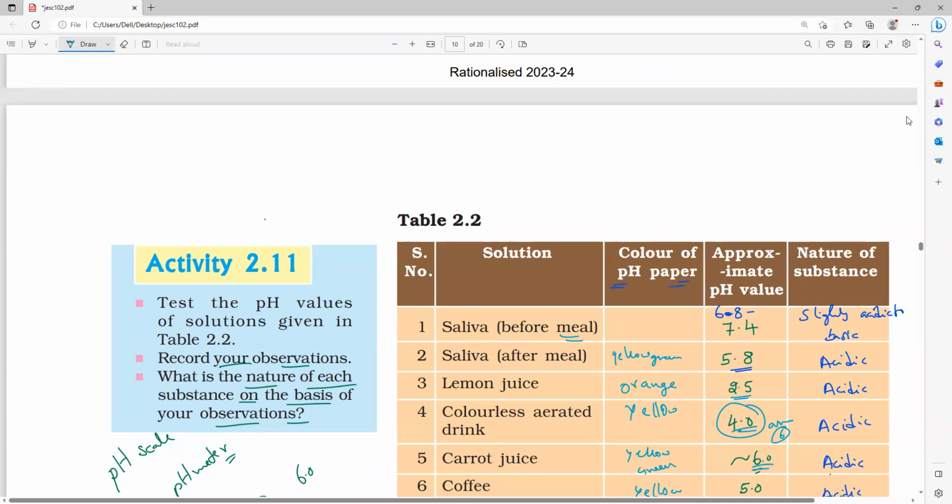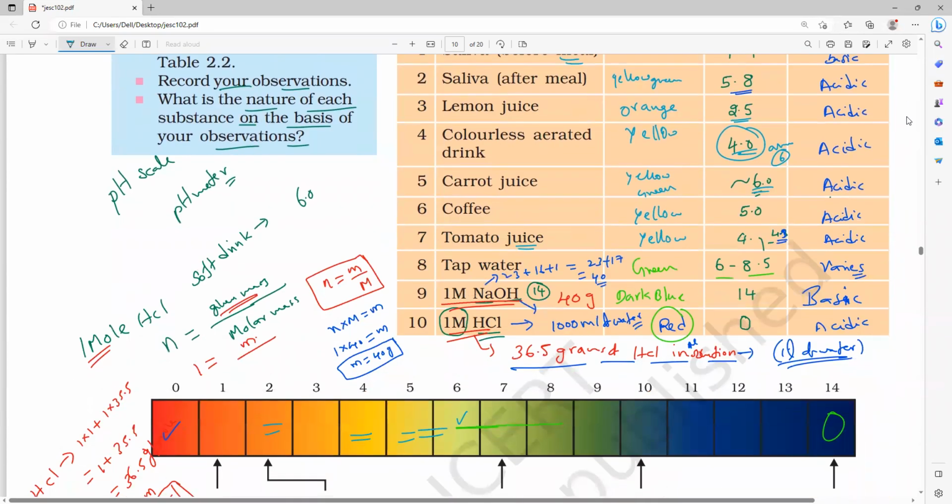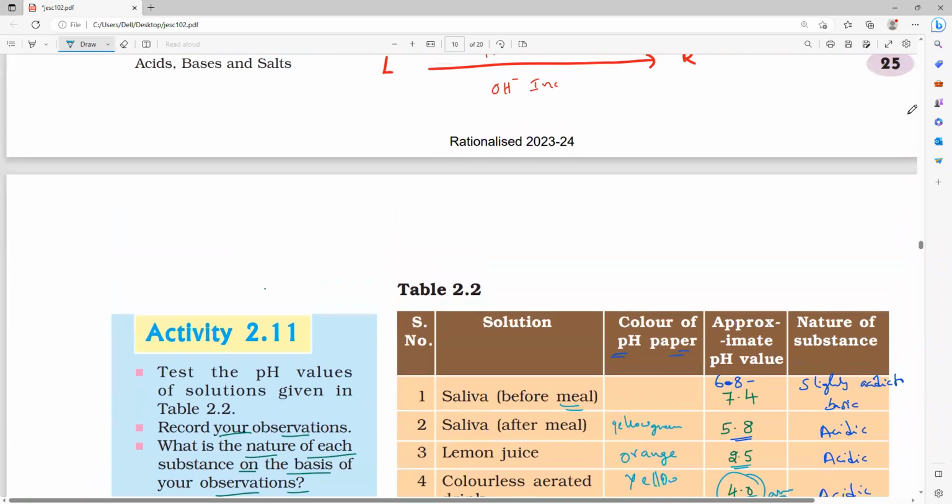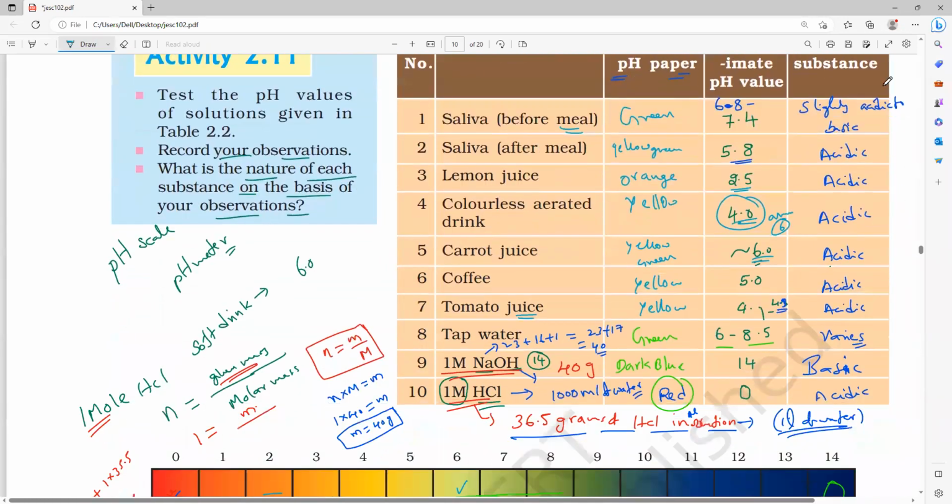Next, saliva before meal. What is that? 6.8 to 7.4. Green. 7.4. Blue green. Green in color. So that is what you have to remember. So please note it, everything. Understand? Everyone? Sanjay, Teswini, Pugal. Everything, yes sir.